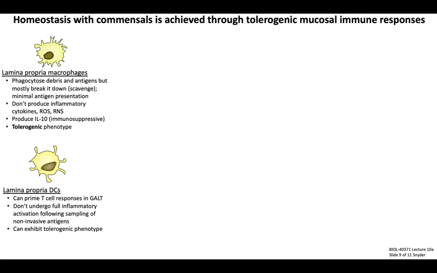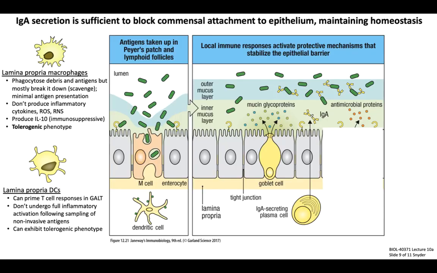Lamina propria DCs are also interesting in that they can still take up antigen and migrate to GALT to prime T cell responses, but they only do this in response to antigens that are sampled in a way associated with invasive microbial infection. So if they acquire antigen through some of the passive mechanisms that we just learned about, then these DCs tend to not undergo full inflammatory activation. Therefore, lamina propria DCs can exhibit classic inflammatory activation phenotypes when these are needed to respond to pathogens, but at baseline, they tend to stimulate more tolerogenic responses.